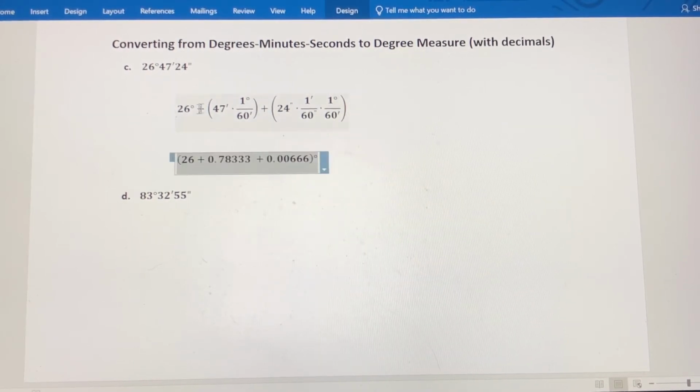So 26 degrees, and when you multiply 47 times 1 over 60, you get 0.783 repeating. This 3 goes on forever; I stopped it after just a few. When you multiply 24 times 1 over 60 times 1 over 60, you get 0.00 and then 6 repeating the rest of the way out. When you add these three together, it comes out to exactly 26.79 degrees. So 26 degrees, 47 minutes, 24 seconds is exactly equal to 26.79 degrees.